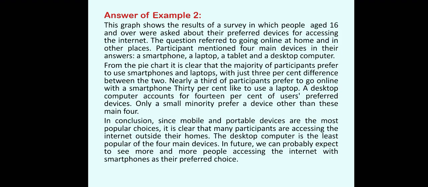In conclusion, since mobile and portable devices are the most popular choices, it is clear that many participants are accessing the internet outside their homes. The desktop computer is the least popular of the four main devices. In future, we can probably expect to see more and more people accessing the internet with smartphones as their preferred choice. So, here I have used words only, not numericals.